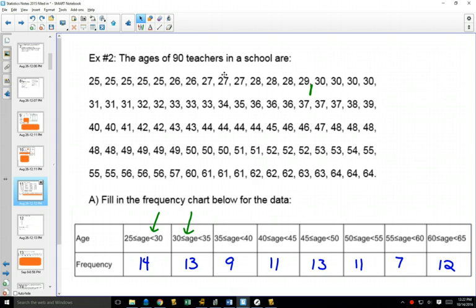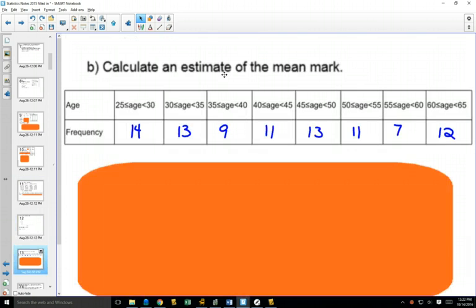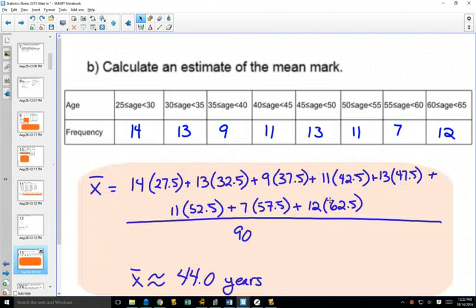We're not going to do that right now just to save some time. And then you could multiply it all out or use your calculator to get the average for the mean value, which happens to be about 44 years. But it's just more of the same, so we're not going to take a lot of time on this question.